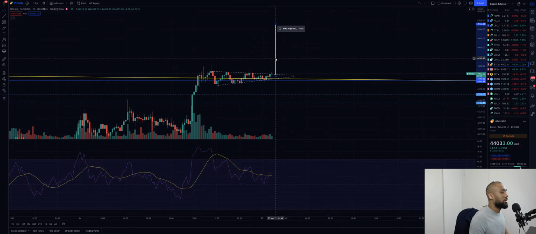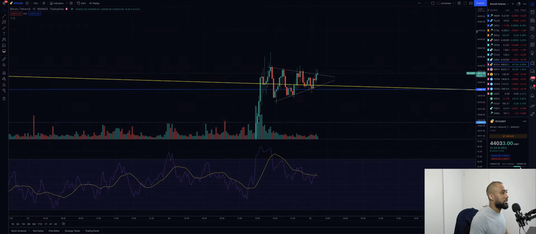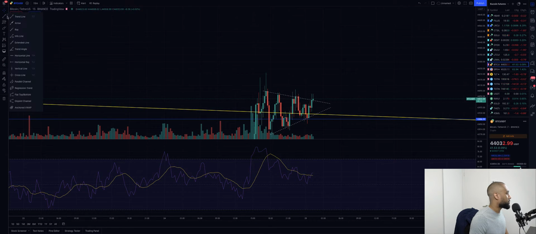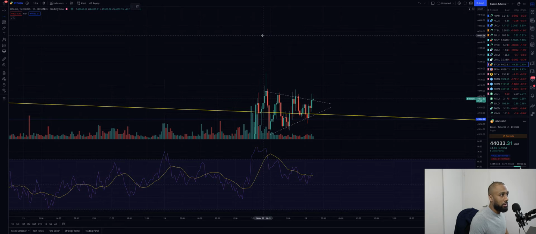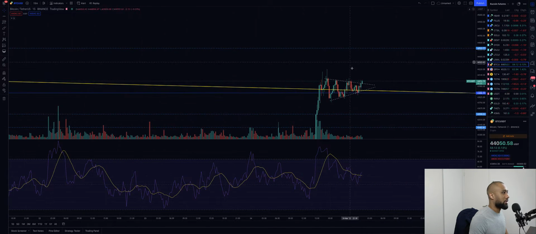So for me, I'm looking for above 44.5 for us to be like, hey, we're bullish. So this is the area where I'm saying about 44.5 is where I can say, okay, we can go full bull mode. Everything's looking good.